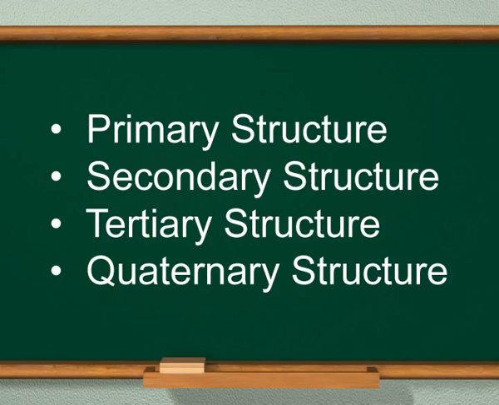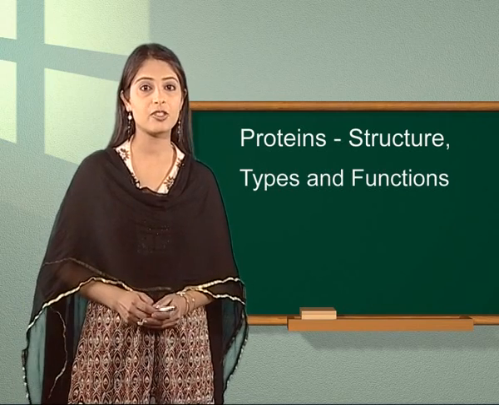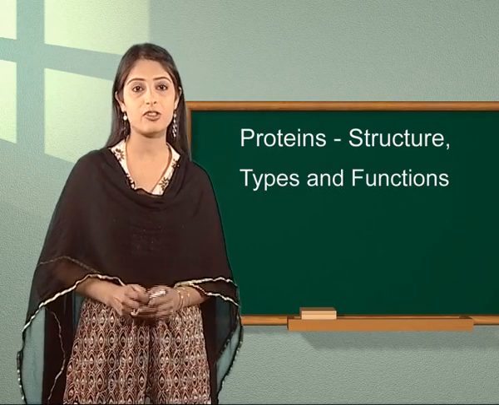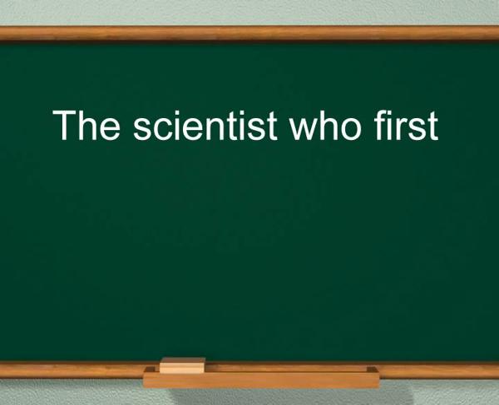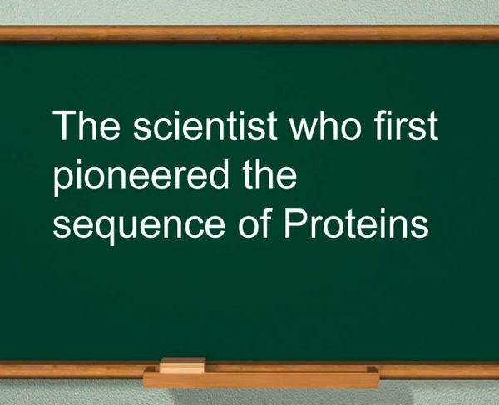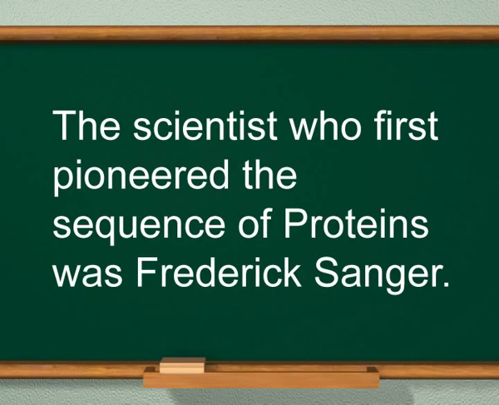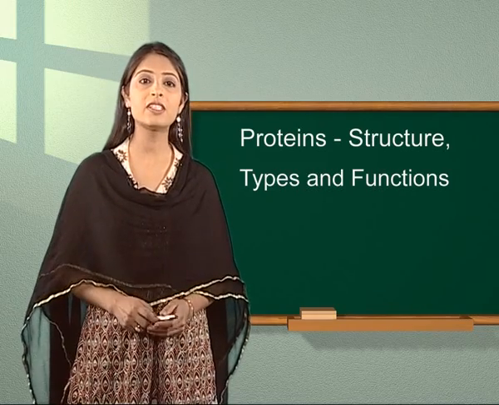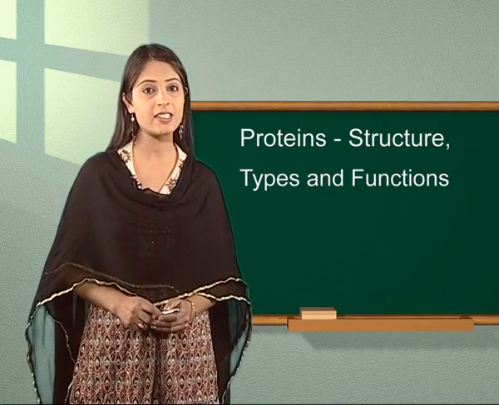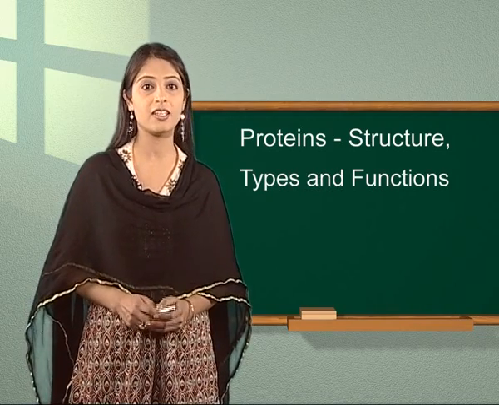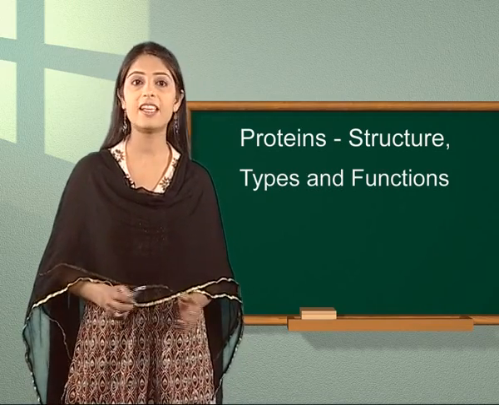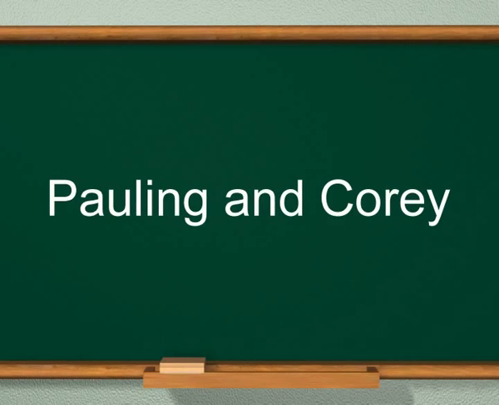The next question is, name the scientist who pioneered the sequence of proteins. The answer is, the scientist who first pioneered the sequence of proteins was Frederick Sanger. The next question is, who found the secondary level of organization of proteins by X-ray diffraction studies? And the answer is Pauling and Corey.